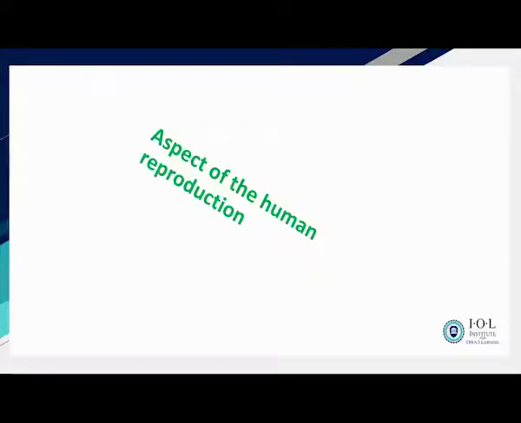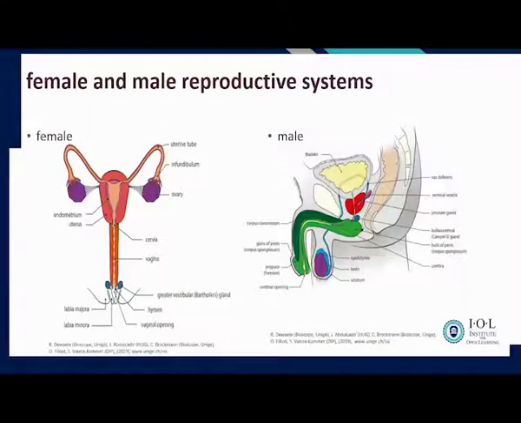Let's look at some few aspects of human reproduction. You are expected to at least be able to identify and label these structures in the human reproductive system. You are also expected to know their functions. For example, let's start with the female reproductive system.